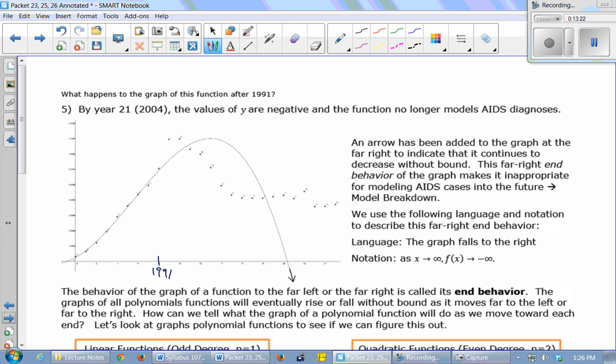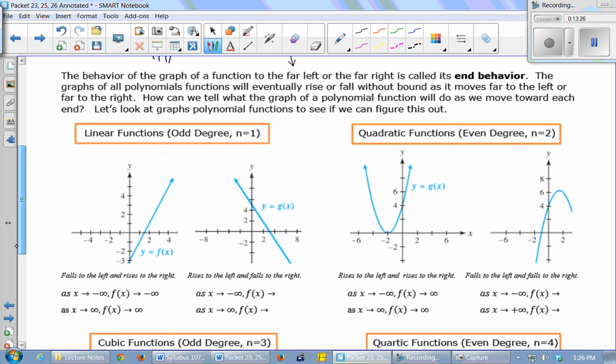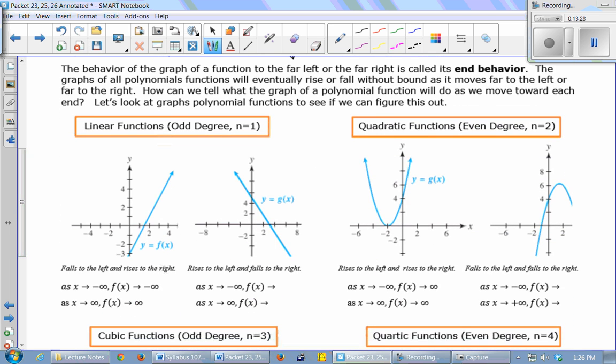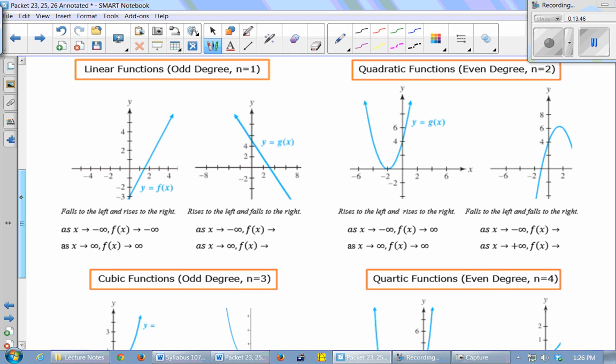So the behavior of the graph of a function to the far left or the far right is called end behavior. The graphs of all polynomial functions will either eventually rise or fall without bound, as it moves far to the left or far to the right. So how can we tell what the graph of a polynomial will do? Let's look at a couple of examples and see if we can make some generalizations about what's happening.